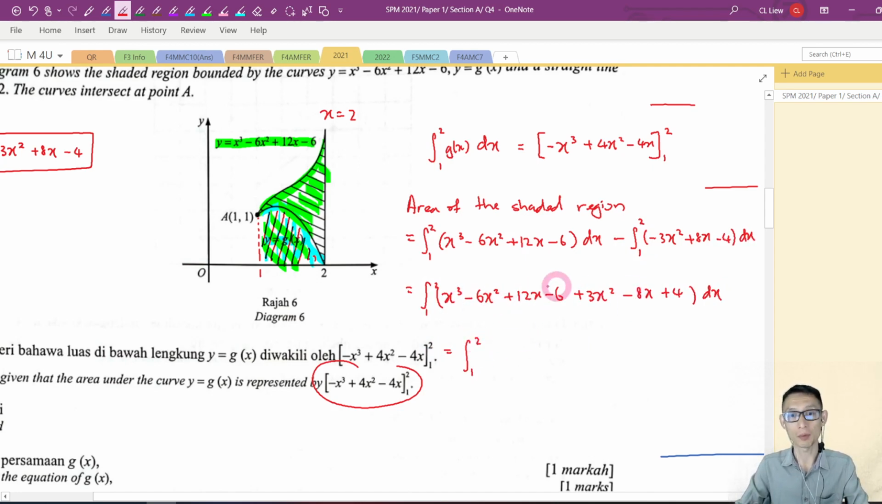So now I'm going to simplify all terms here. Like terms we can add and subtract. So x cubed, only one x cubed, so we cannot do anything, we just copy. Negative 6x squared plus 3x squared will be negative 3x squared. Positive 12x minus 8x, you will get 4x, right? Negative 6 plus 4, you get negative 2.